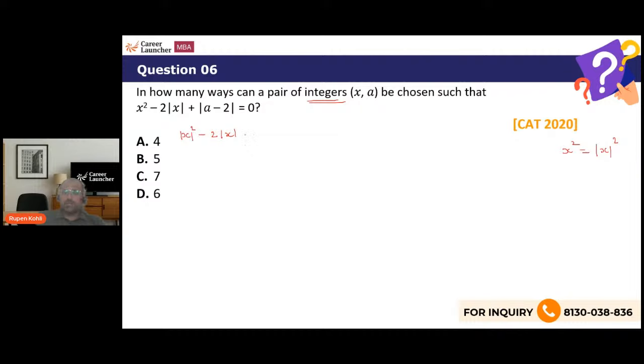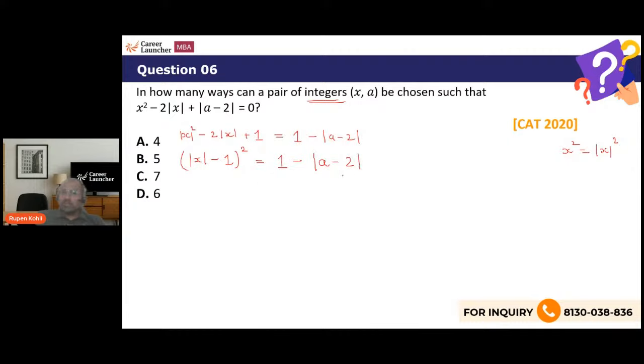minus 2 mod x, and I'll add plus 1 for the completion of square. So I'll take this term on the right hand side. So this needs to equal, now I have added 1 on the LHS, I'll add 1 on the RHS, and this term goes on the right hand side. So minus of mod of a minus 2. So mod x minus 1 the whole square, right, equals 1 minus the mod of a minus 2.